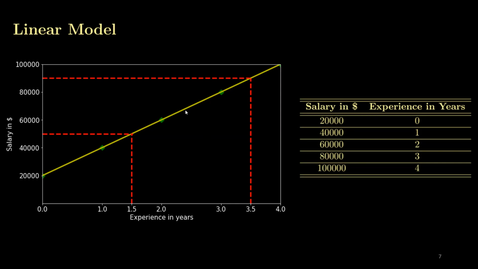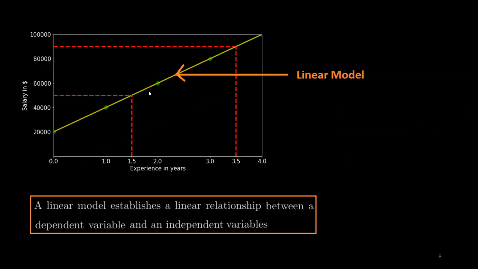So in this way, we have seen that this is our linear model, and it has learned a linear relationship between the x value or the independent variable and the y value or the dependent variable. So this is the definition of a linear model. The linear model establishes a linear relationship between a dependent variable and an independent variable. This model has learned a lot about the experience in years and salary in dollars. If a person comes whose experience is 10 years, even then we will be able to find their salary with the help of this linear model.